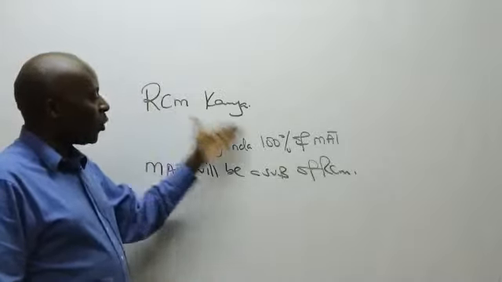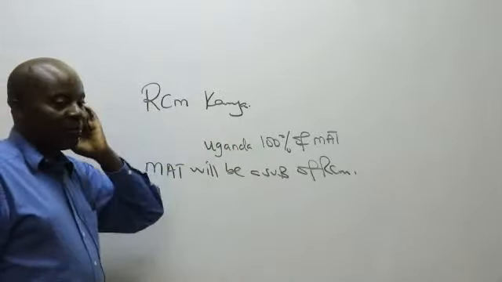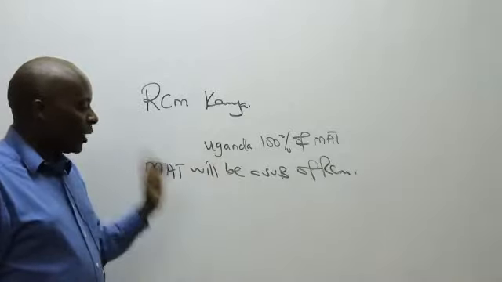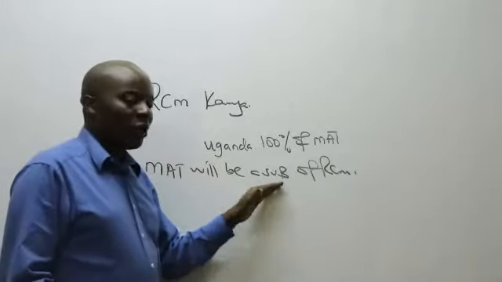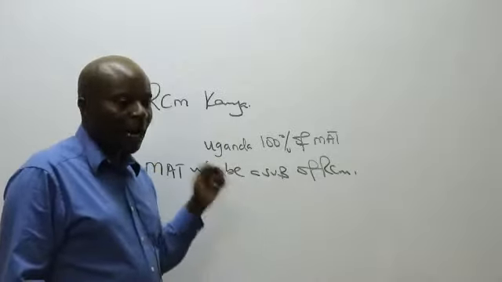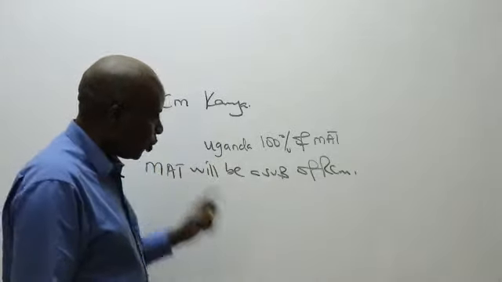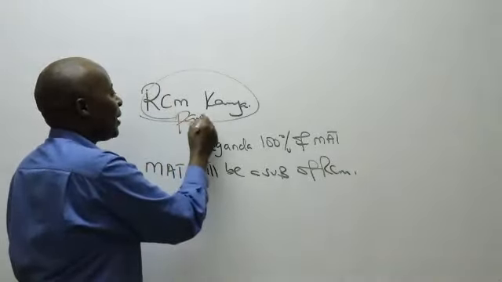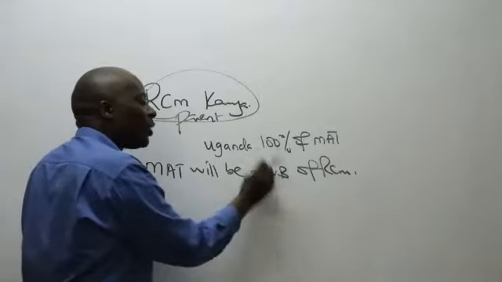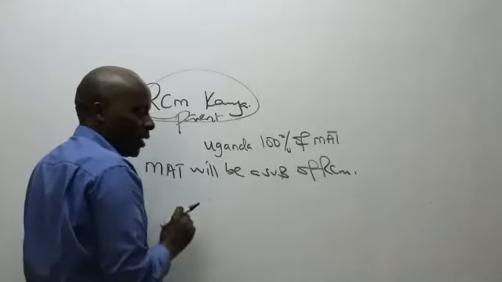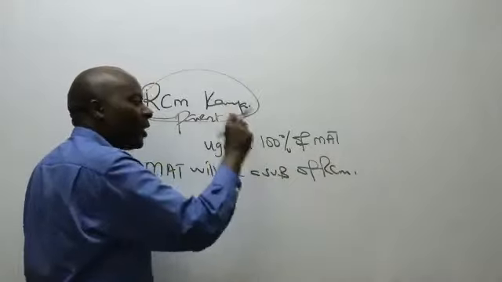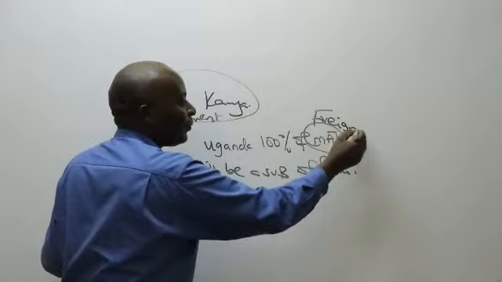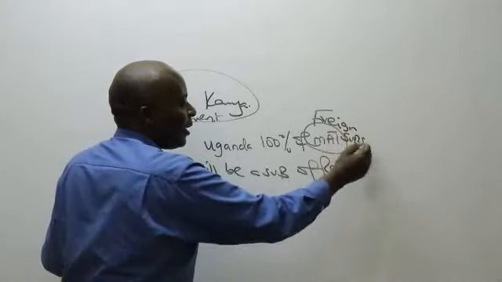Investor here has gone to a company called Matt in Uganda and bought 100% of that college. So automatically Matt will be a subsidiary of RCM. However, ladies and gentlemen, one thing we need to know is that now RCM, which is the parent company, has a subsidiary which is located in a different country. So Matt, which is a subsidiary in Uganda, will be called a foreign subsidiary.